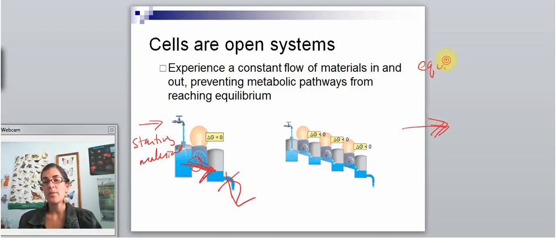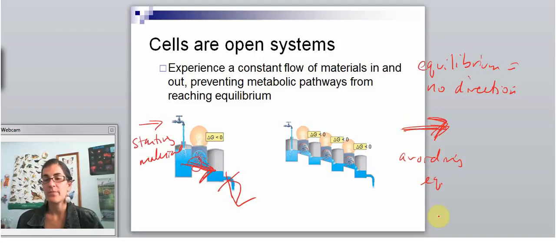So equilibrium equals no direction to the reaction, or no net direction, but avoiding equilibrium will keep the reaction going in a specific direction. And so that's how it relates to the direction of reactions. So again, just to recap the big picture, we're talking about the direction of reaction. We talked about how free energy determines the spontaneous direction of the reaction, and how by preventing equilibrium, our cells are always keeping us moving in a specific direction in a chemical reaction.